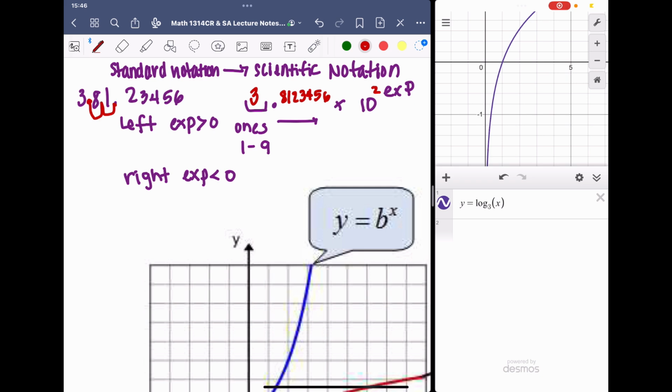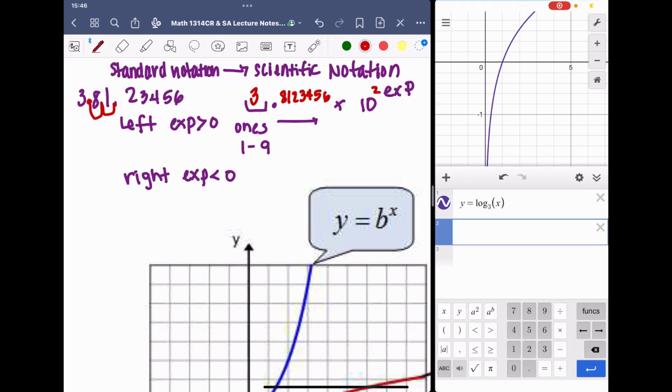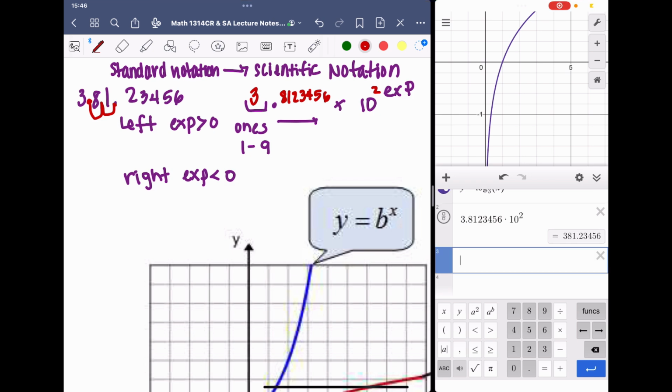So let's test this in the calculator. 3.8123456 times 10 to the second gives 381.23456. It's exactly what our original number was. So this whole thing right here is the scientific notation.